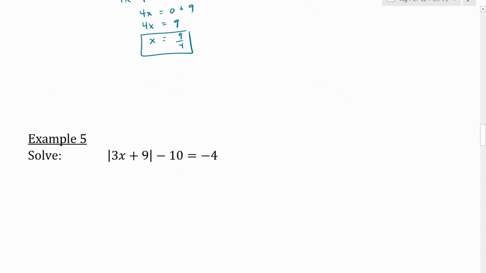Okay, all right. Now, sometimes you get this absolute value and it's not over here on a side by itself. Well, you just treat it like you would any other algebraic expression or like a variable. Like I want that thing by itself first. So what I'm going to do is get that negative 10 out of the way. I'm going to add 10 to both sides.